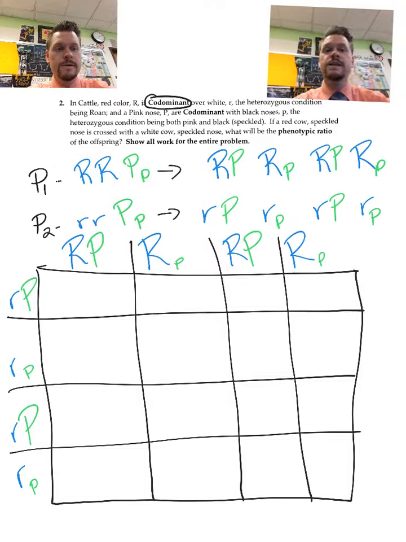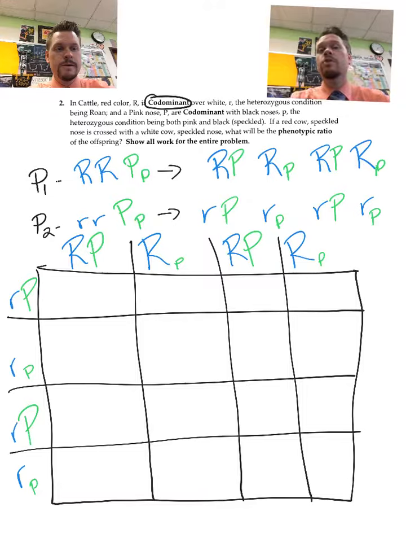So this time, instead of them intermixing and getting that mixture, that pink color, the red and white, this time you're going to see them both. So this would just be like a cow with speckled red and white. You can look it up on the internet if you really want to see a picture. But both are going to be showing up because one's not dominant over the other.